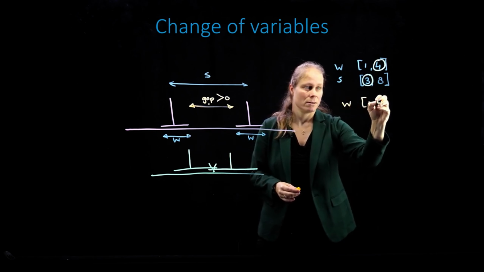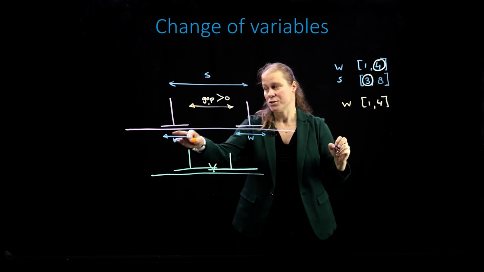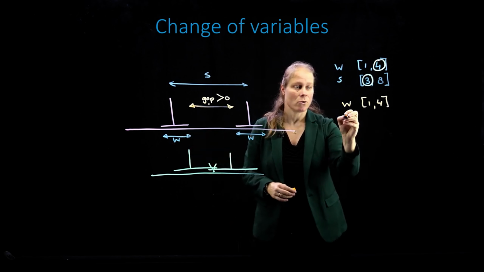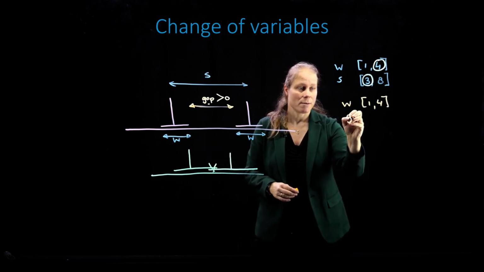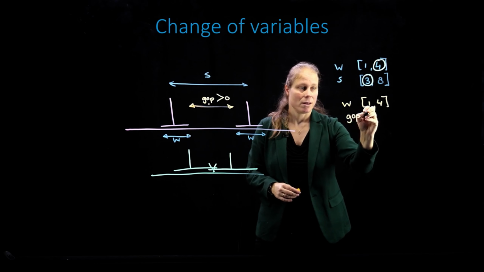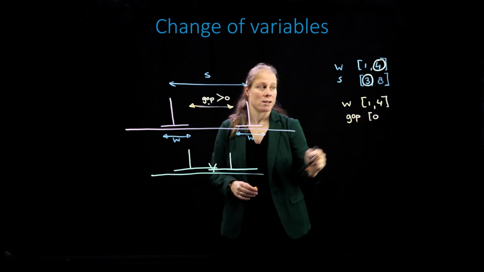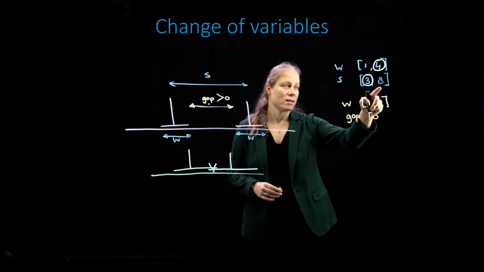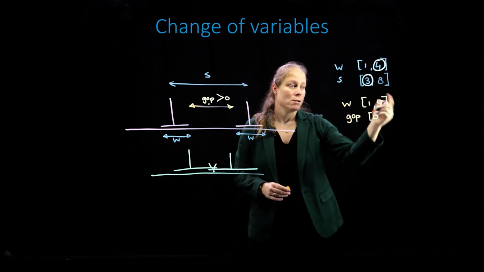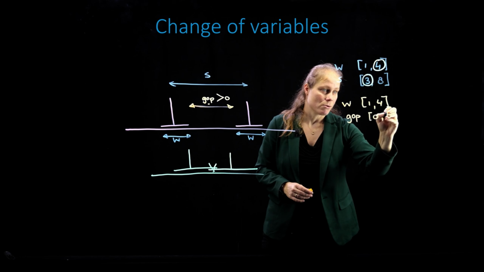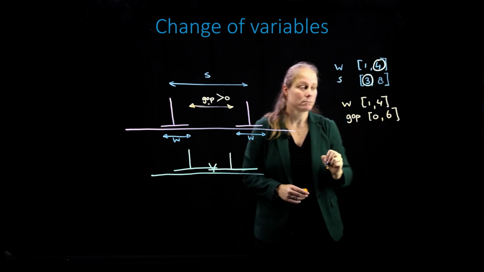So what you could do instead, you could say, okay, well, I'm still going to define my width of the stringer flanges to be between 1 and 4, and I'm going to say my gap has to be between 0 and, let's say, if this is 1, I still want to be able to get to total spacing of 8. So I'm going to say it's going to be between 0 and 6.